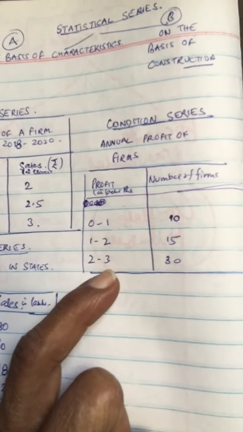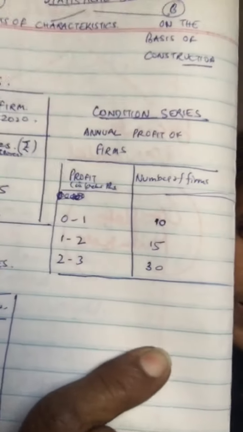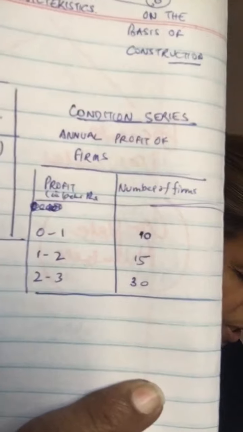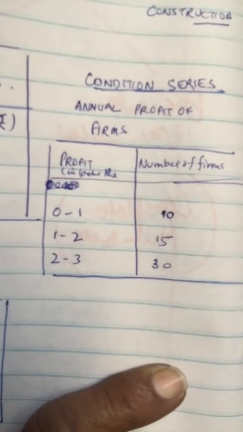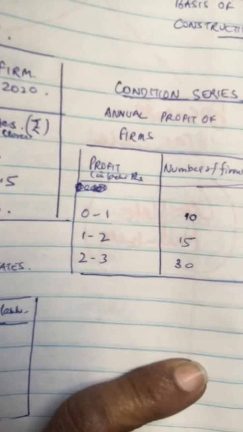Here we have profits in lakhs of rupees, say 0 to 1 lakh, 2 to 3, 3 to 4, and then we have say 10, 15, 20, etc. The number of firms is given. So in this we've talked about statistical series on the basis of characteristics. Which are the characteristics? One is condition: height, weight, profit, whatever. Then we have place, where you can talk about any area, arranging data according to that. And then we have also talked about time.